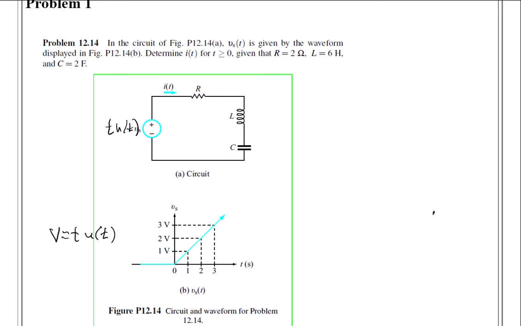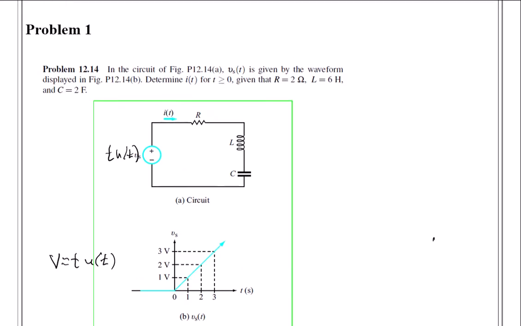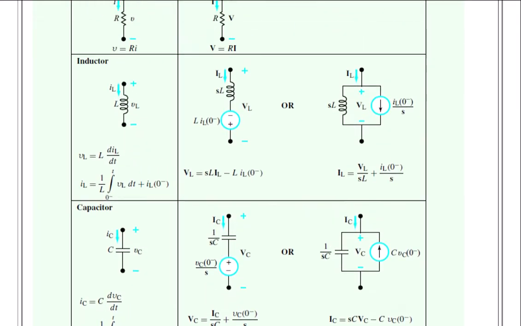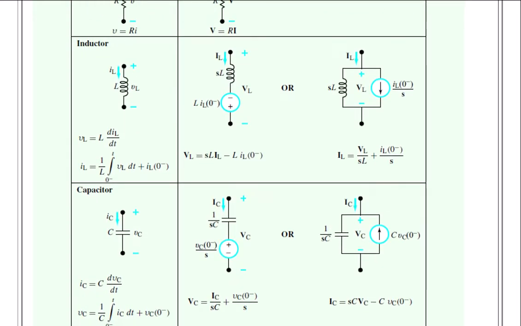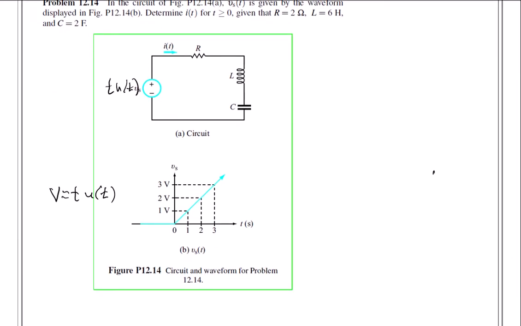Since the voltage was 0 before time t equals 0, that tells us what we need to know for drawing our inductor and our capacitor. At 0 minus, the voltage at the capacitor was 0, so we won't have that voltage source. And at 0 minus, the current through the inductor was 0, so we won't have that voltage source. So we won't have these two voltage sources.